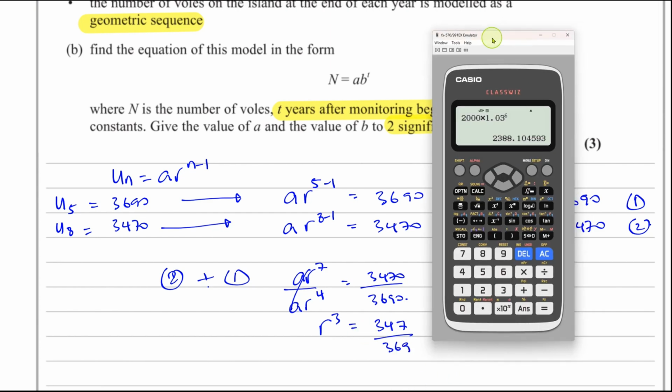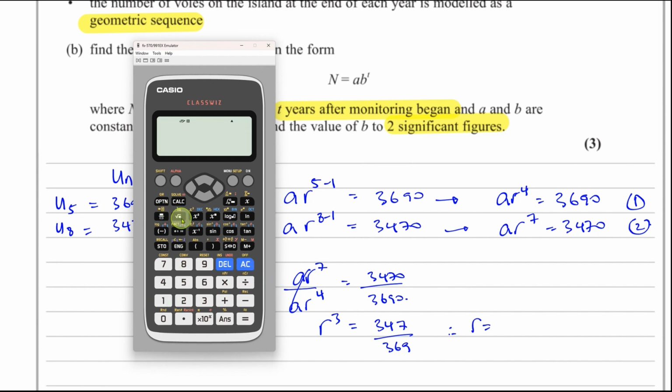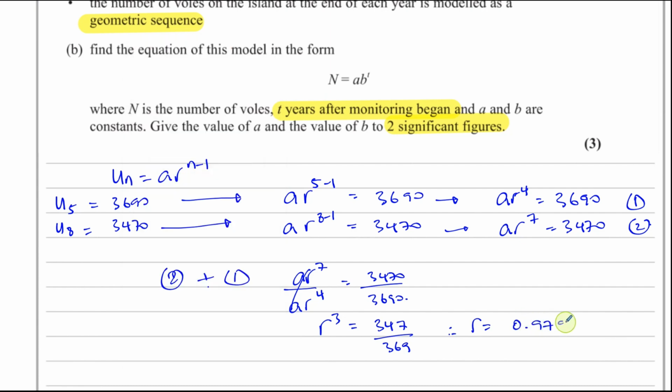So we take this value here. The cube root of 347 divided by 369. And that gives us 0.979717. So they want that to 2 SF, 0.98. That's r, the value of r.